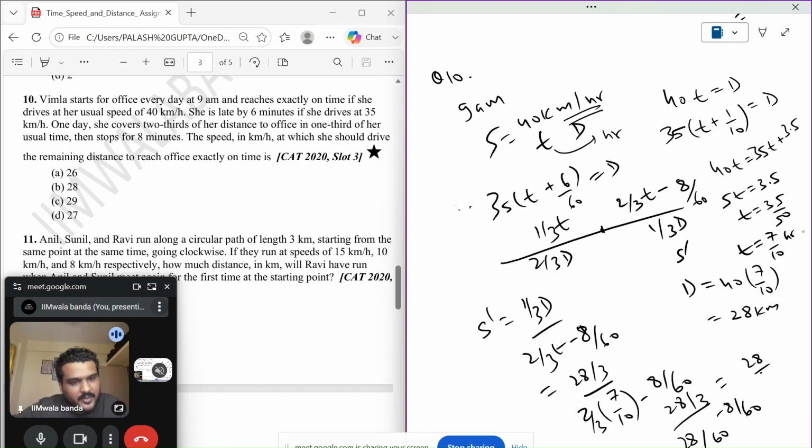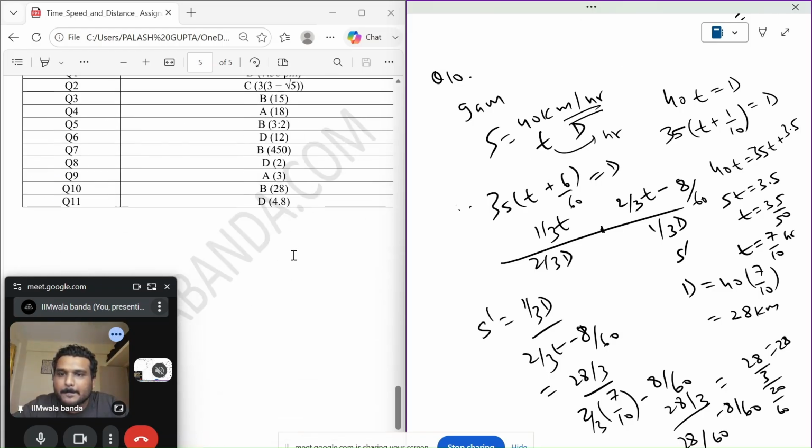This is 28 by 3 and this is 20 by 60, 1 by 3. So 28. That's it. B 10th.